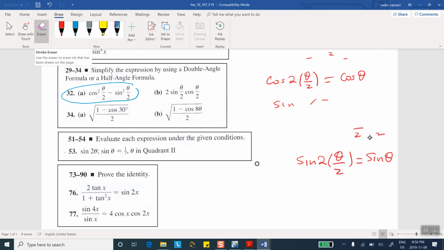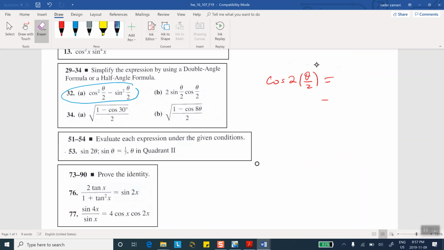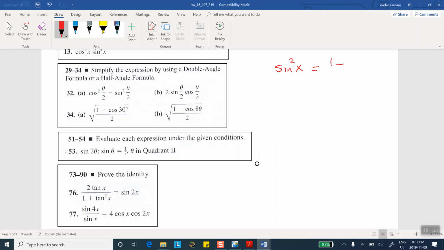We're going to go to 34a. Okay, 34a. Now we had a formula which says sine squared x equal to 1 minus cosine of 2x divided by 2.